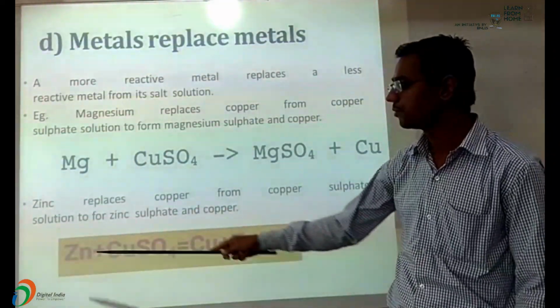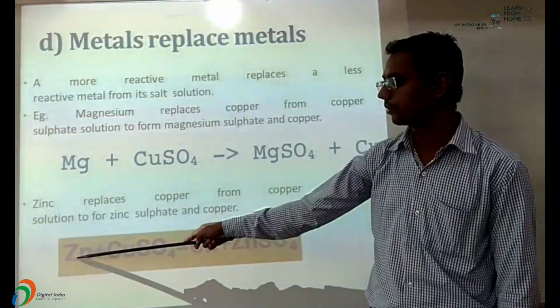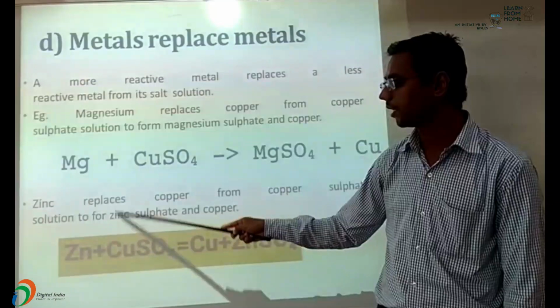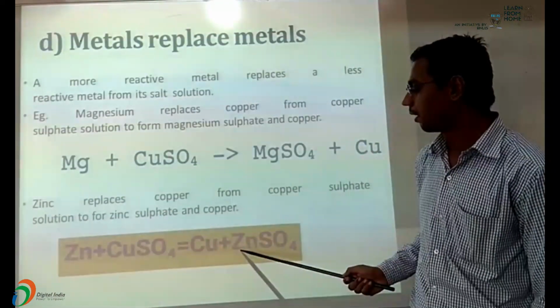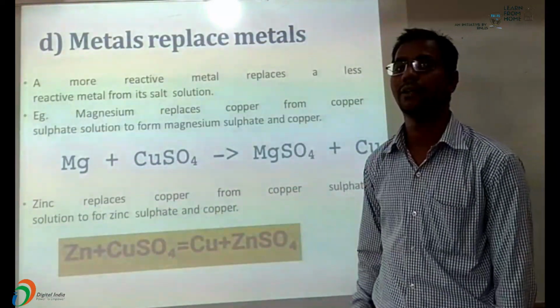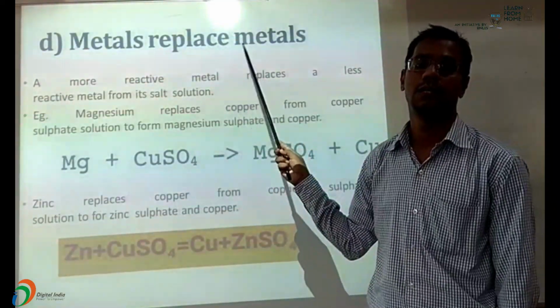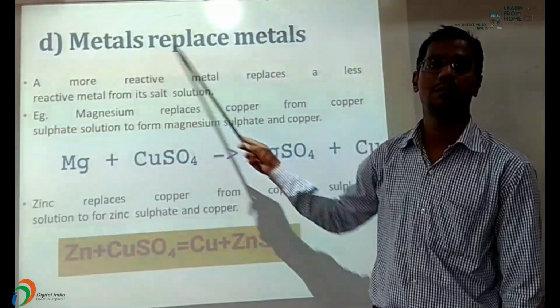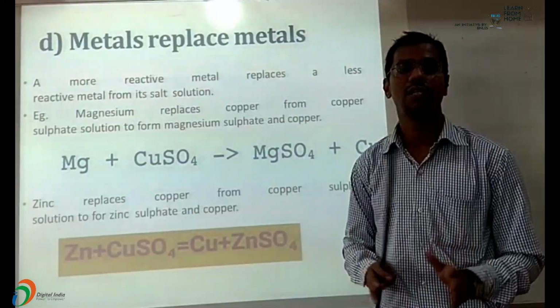Next example we have zinc and Cu. Tell me which one is highly reactive? Zinc is highly reactive. It means it can easily displace copper to form ZnSO4 plus Cu. So zinc is highly reactive. This reaction is called a metal replacing another metal. A highly reactive metal replaces a less reactive metal. So this is about today's lecture.